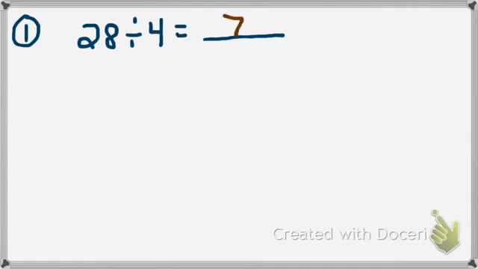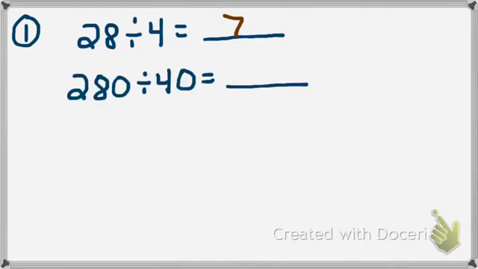Let's take a look at another problem that's similar to this. The next problem is 280 divided by 40. Well, I know my 4 times tables, but I don't know my 40 times tables. And when I have partner zeros, that means an end zero on each number, both the dividend and the divisor, they're partners, I can then cross them out.